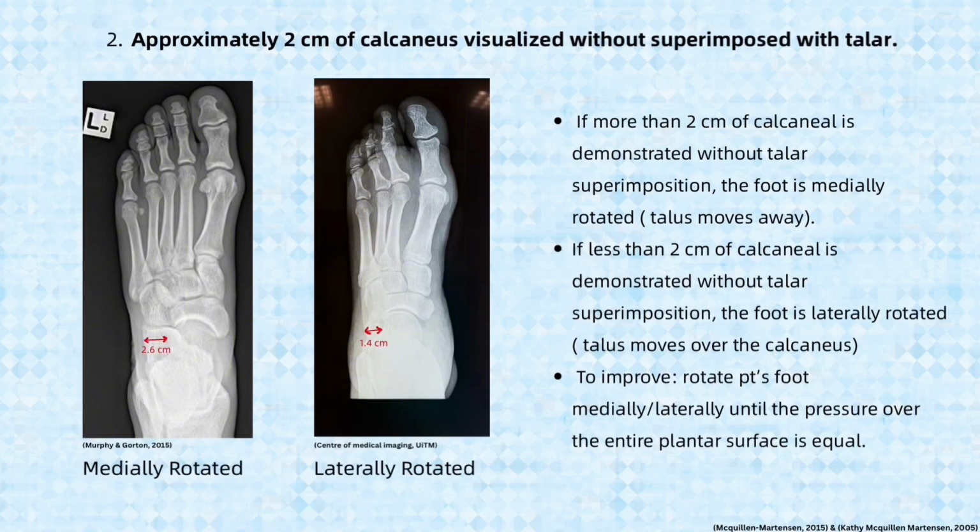Next, assess the calcaneus unsuperimposed by talus. If more than 2 cm of calcaneus is demonstrated without talus superimposition, the foot is medially rotated. If less than 2 cm of calcaneus is demonstrated without talus superimposition, the foot is laterally rotated. To improve this, rotate patient's foot medially or laterally until the pressure over the entire plantar surface is equal.